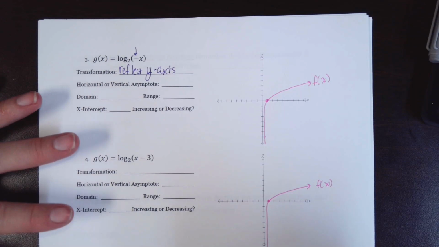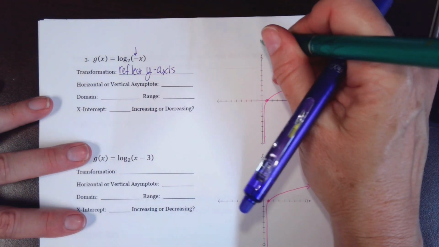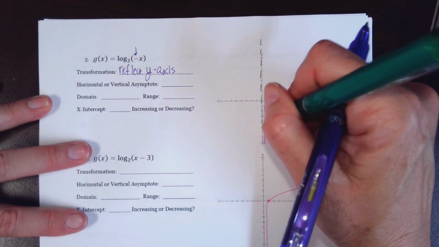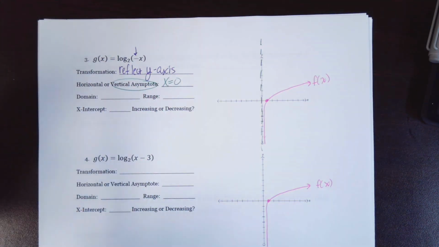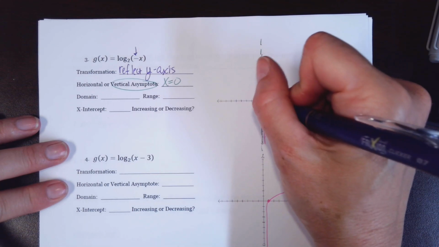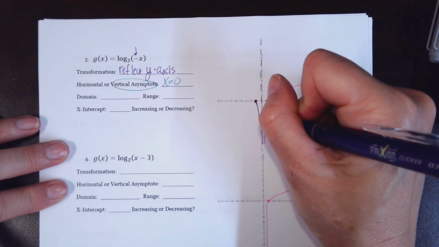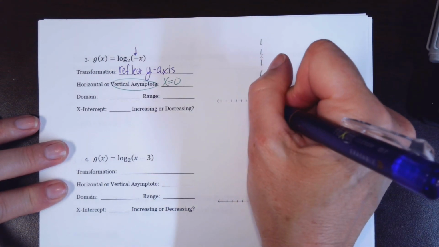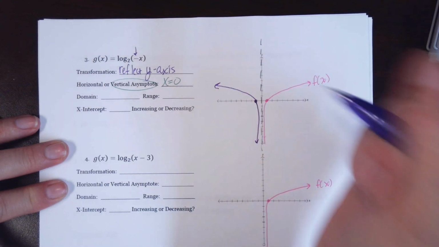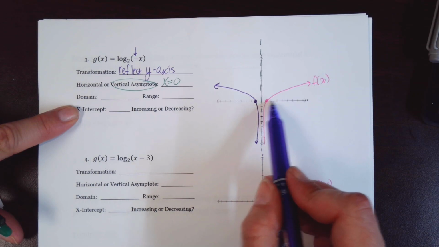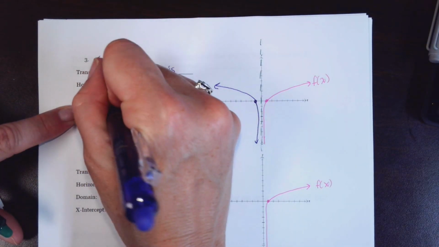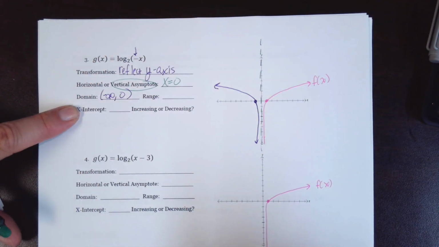That's what I started to do a while ago. Since I'm reflecting across the y-axis, I'm not moving my vertical asymptote. Now, if I reflect across the y-axis, it's like it's in a mirror, so it curves back this way. My domain has changed. Instead of being 0 to positive infinity, it has turned around, and now it's negative infinity to 0. Make sure you always go least to greatest.